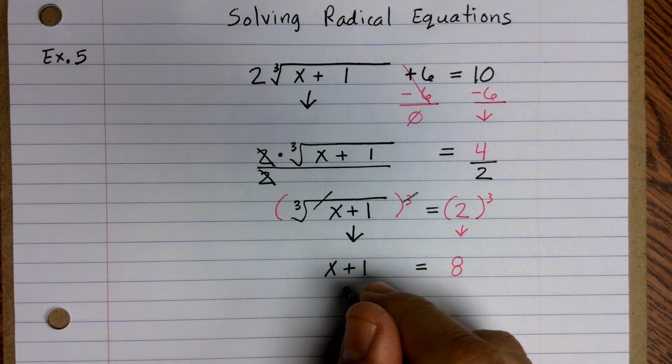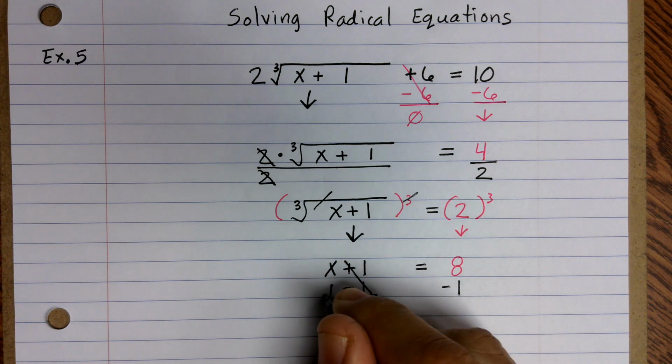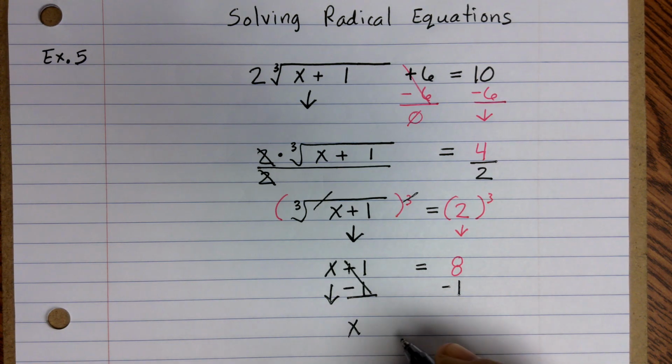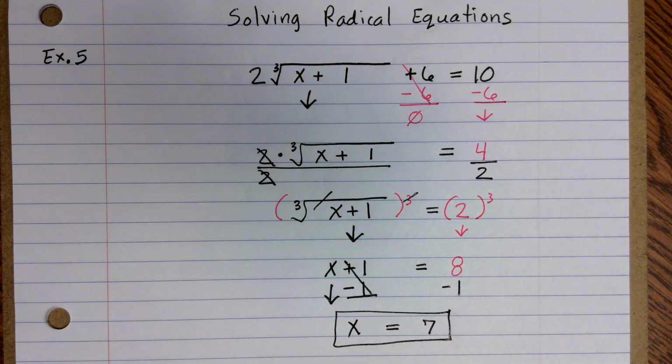Our next step is we're going to subtract 1 from both sides so we can isolate the x, and you end up with x is equal to 7. And that's the answer. So while it looks really complicated, as long as you use your inverse operations, it's not bad.